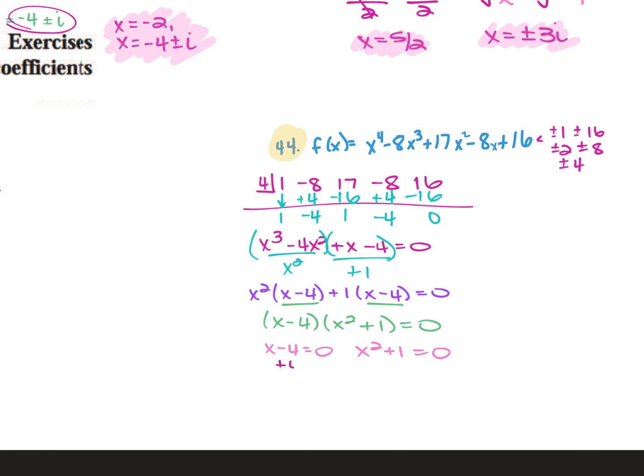Move your 4 over, add it to both sides. You get x is 4. For the x squared plus 1 is equal to 0, subtract your 1 over. You have x squared is equal to -1. And then take the square root of both sides. You get x is equal to plus or minus i. So you have the 4 and the plus or minus i for your answers. If you want to also say that there's a multiplicity of 2 with that 4, you can.